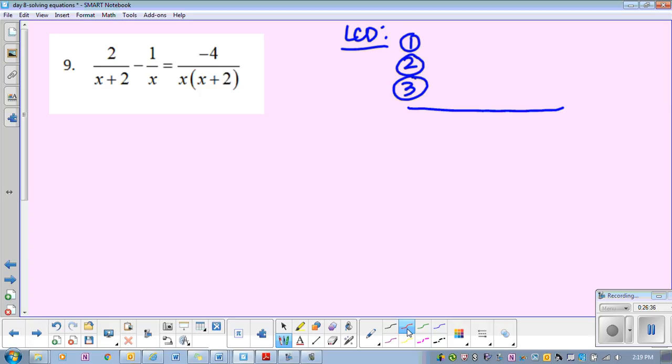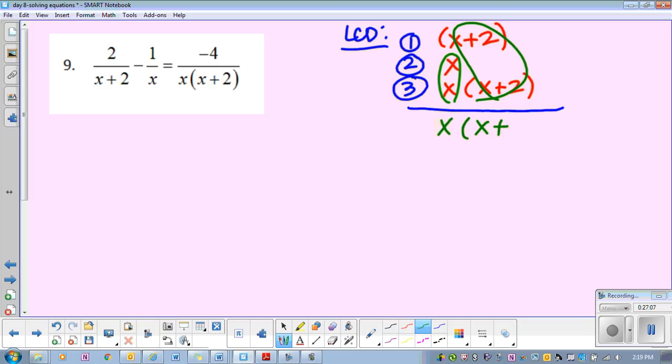Fraction 1, what's in the denominator? X plus 2. Fraction 2, what's in the denominator? X. Fraction 3? X times x plus 2. Okay, so this is what I've been talking about. Do you see any factors where you have them more than once? Yes, the x. So that counts. And then x plus 2. It's not in all three, but that's okay. As long as I have more than one, I can still circle it and use it as 1.